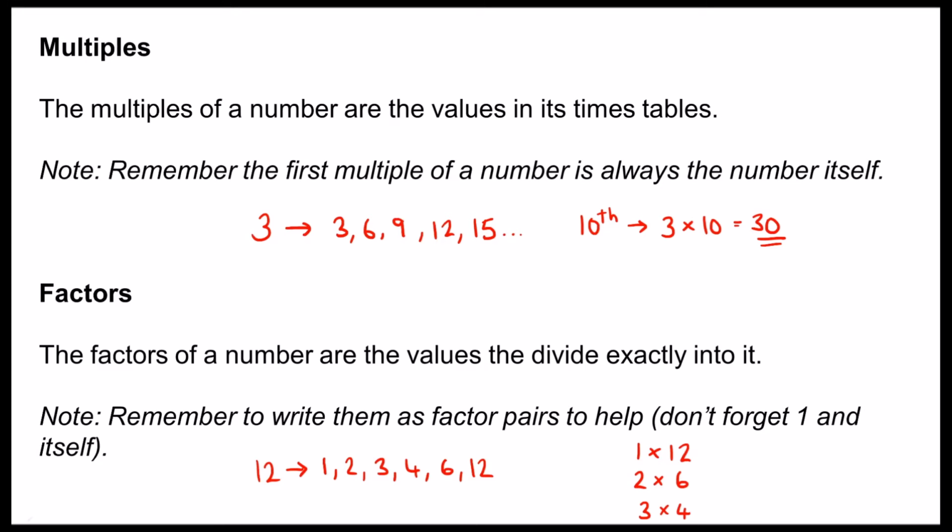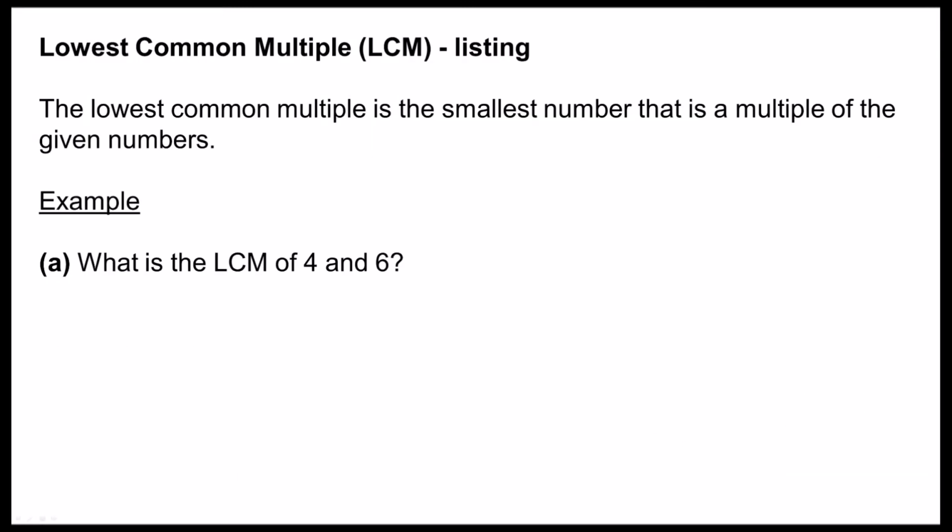We can use both of these ideas to help us find the lowest common multiple and highest common factor of two numbers. Let's start by looking at the lowest common multiple. This is sometimes referred to as the LCM. The lowest common multiple is the smallest number that is a multiple of the given numbers. In our example, we're asked to find the LCM of 4 and 6.